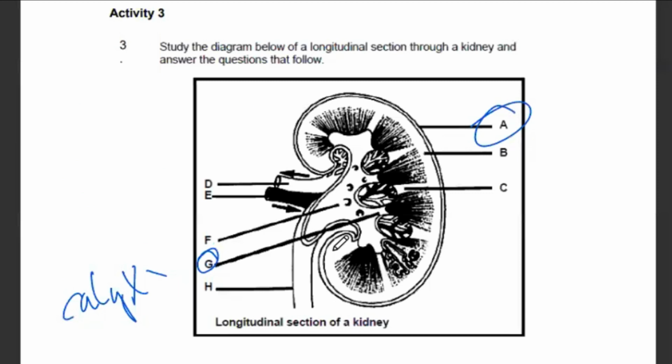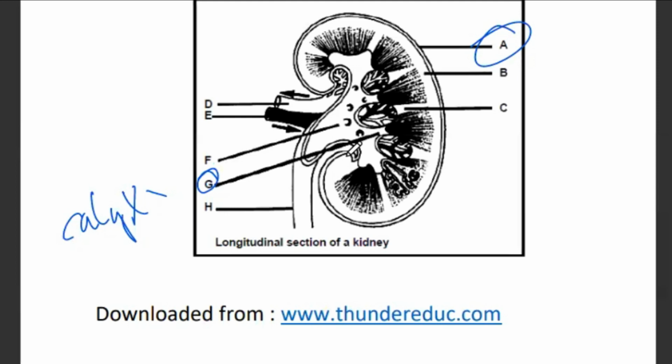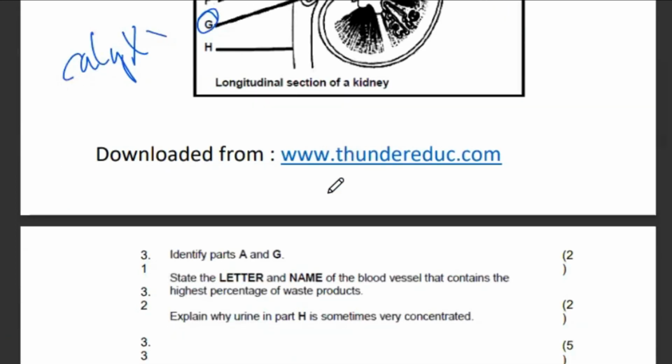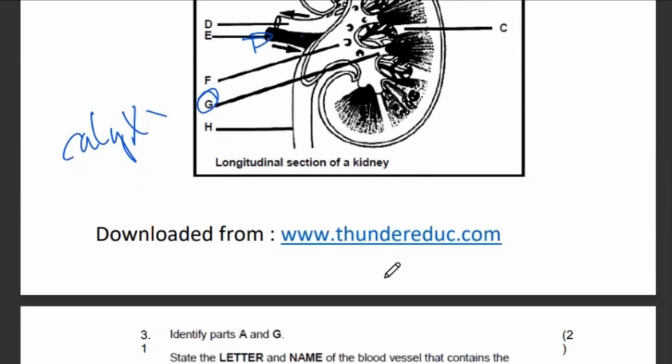Highest percentage of wastes. When you look at it, they're saying: name the letter and the name of the blood vessel where it is. So we have said this one has the highest waste as a result of the blood vessel which brings blood. It's E. So the answer is E, and the part is called renal artery.